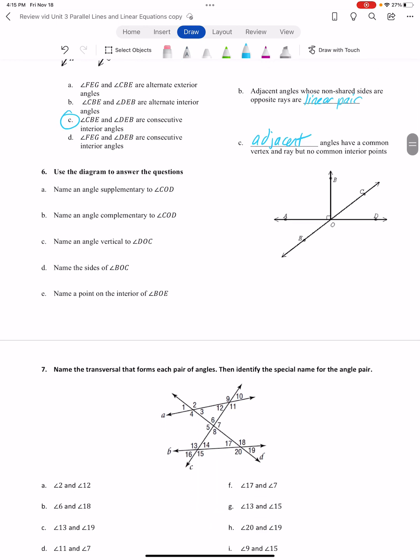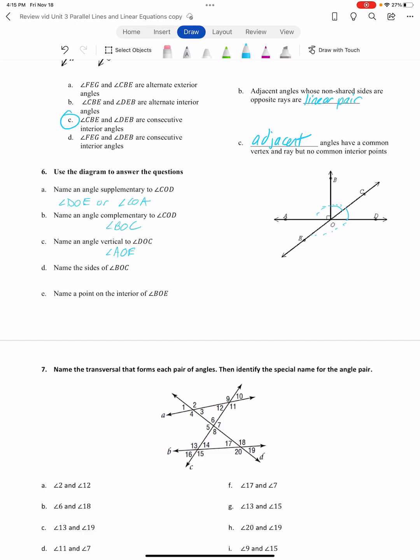Name the angle supplementary to COD. So you have a couple of options. You could have done DOE, or you could have also done angle COA. Just name an angle complementary to COD. So complementary would mean they'd add to 180, the sum of the measures, so that would be angle BOC. Name a vertical angle to DOC, that would be AOE.